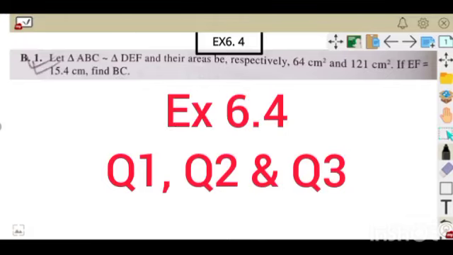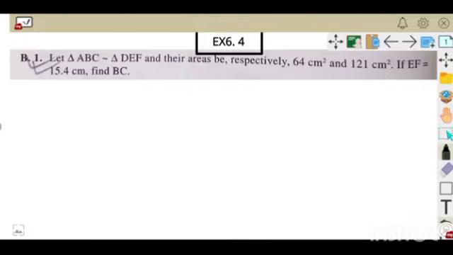Hello everyone, we'll start our 6.4 today, and we have question number 1. Let triangle ABC be similar to triangle DEF, and their areas be respectively 64 cm² and 121 cm². If EF equals 15.4 cm, find BC.